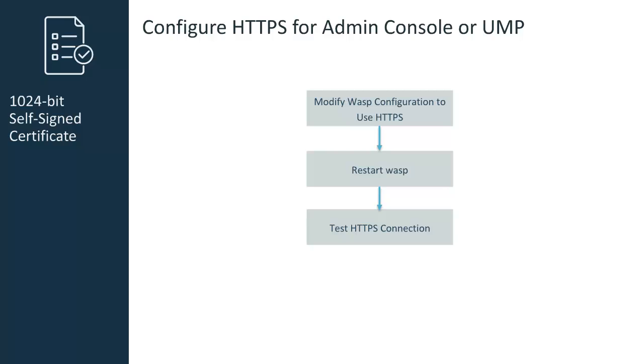Most environments have a robot running UMP and a robot running UIM server. If you are configuring HTTPS for UMP, you must follow this process to modify the WASP probe on the UMP server. If you are configuring HTTPS for Admin Console, you must repeat this process to modify the WASP probe on the UIM server. The first step is to modify the WASP configuration to use HTTPS.